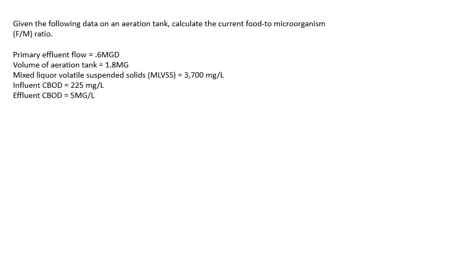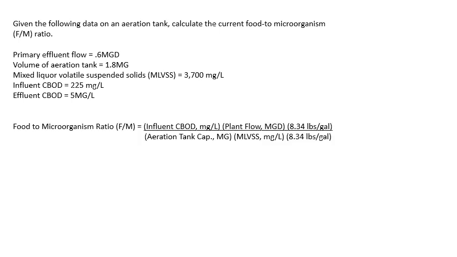Given the following data on an aeration tank, calculate the current food to microorganism ratio. It's your primary effluent of 0.6 million gallons a day. The volume of the aeration tank is 1.8 million gallons. The MLVSS is 3,700 milligrams per liter. Your influent CBOD is 225 milligrams per liter, and your effluent CBOD is 5 milligrams per liter. So we have the formula, and again, getting your numbers plugged in.